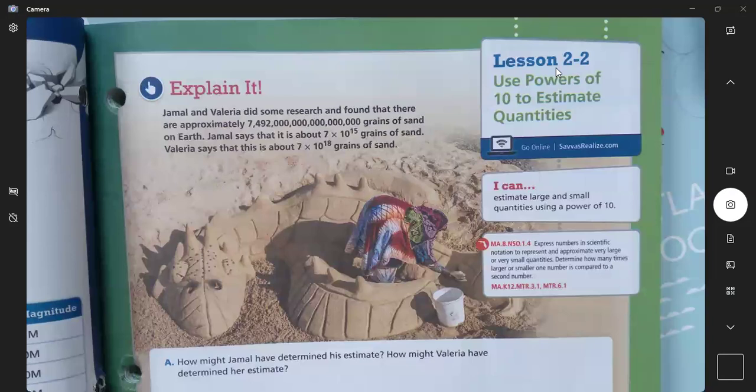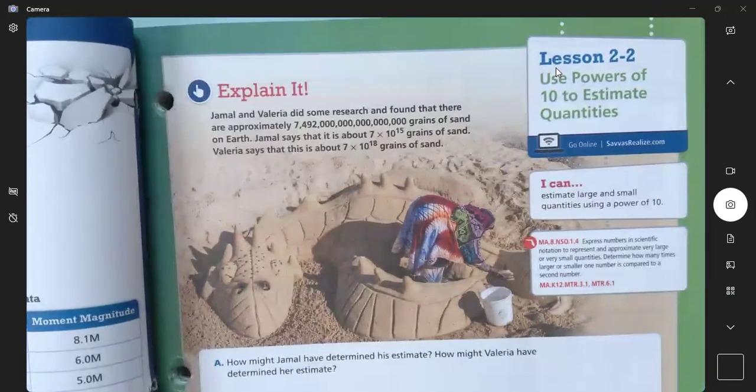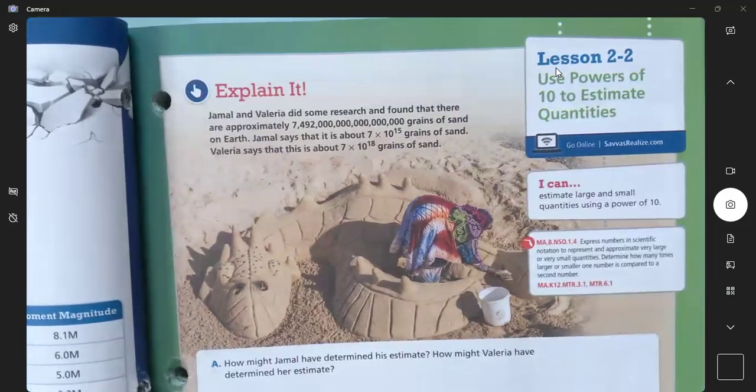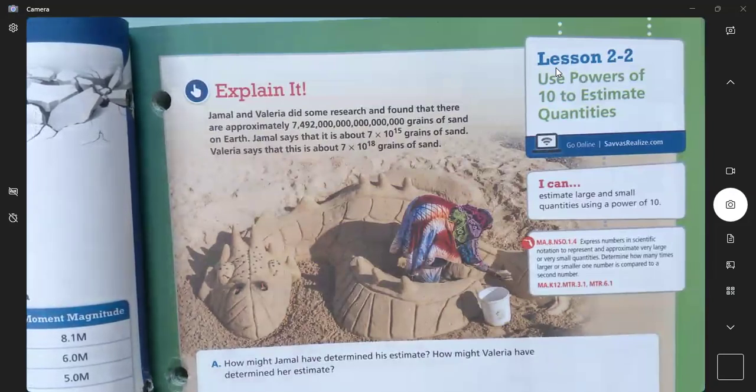Today we are using powers of 10 to estimate quantities. We are entering the amazing world of scientific notation. We are going to learn all about scientific notation, why we use it, what it represents, and if you've never seen scientific notation before, spoiler alert, there are exponents. And we are going to add, and subtract, and multiply, and divide. But first, we need to learn what scientific notation is.